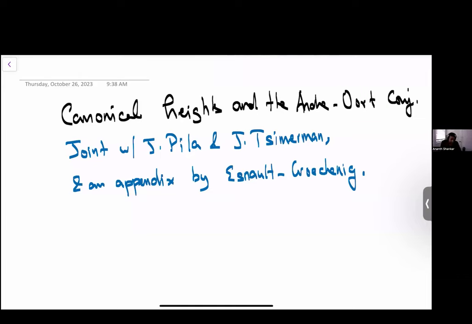So I'm going to be talking about canonical heights and the Andre Oort conjecture, and everything I talk about is joint work with Jonathan Pila and Jacob Tsimerman, with an appendix by Elian Inno and Michael Groschnick.